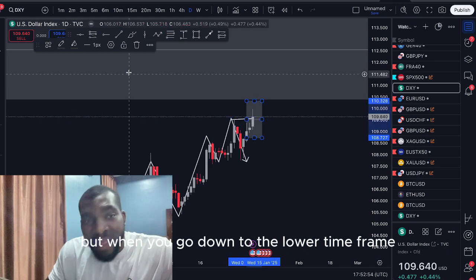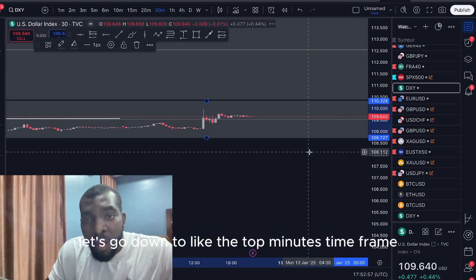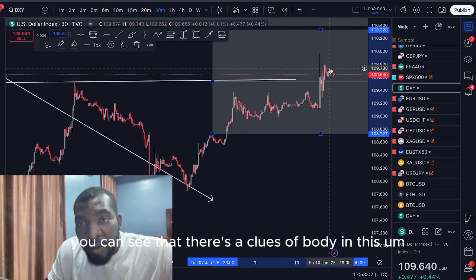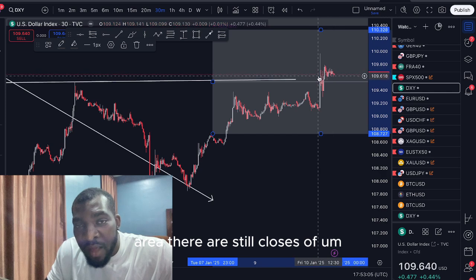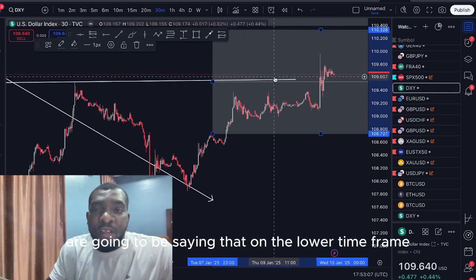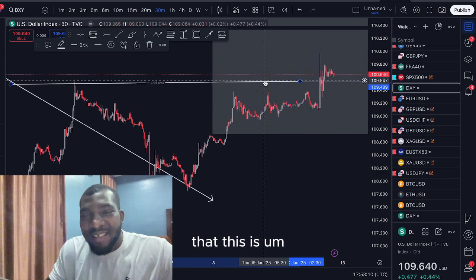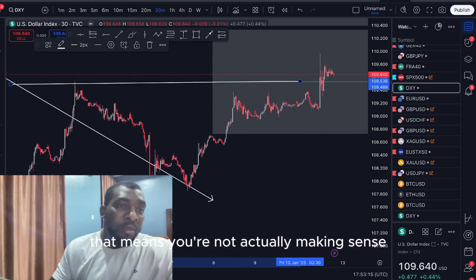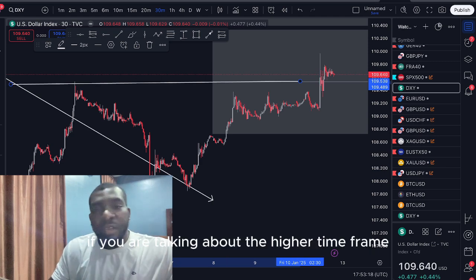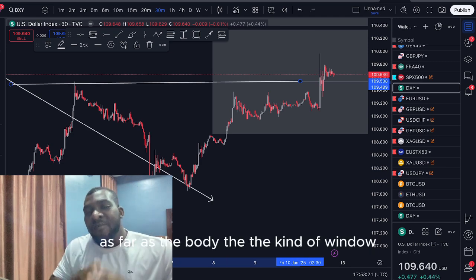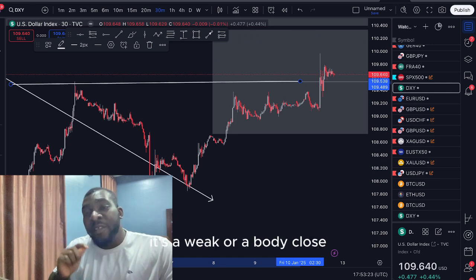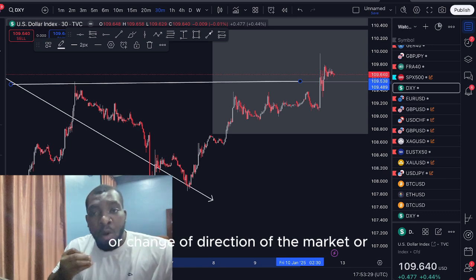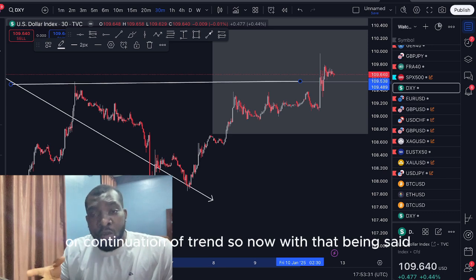But when you go down to the lower time frame, let's go down to like the 30 minutes time frame, you will see that there are lots of body closes around here. You could see that there's a body close in this area. There are still body closes in all this area. So if you are going to be saying that on the lower time frame this is valid, and then going to the higher time frame you are saying it's invalid, that means you're not actually making sense. That's why I said, if you are talking about the higher time frame, as far as the candle, even though it's a wick or a body close, it's a valid change of character or change of direction of the market, or continuation of trend.